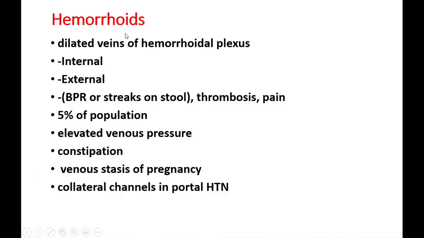Hemorrhoids are dilated veins or hemorrhoidal plexuses, internal and or external. In severe cases, there is bleeding per rectum or streaks on stool. With thrombosis, this is a complication, and there is pain due to inflammation. They affect 5% of the population with associated elevated venous pressure, most commonly associated with portal hypertension, because hemorrhoidal rectal vessels are collateral channels. Also in chronic constipation, and venous stasis of pregnancy as a result of pressure of the gravid uterus on the colon.